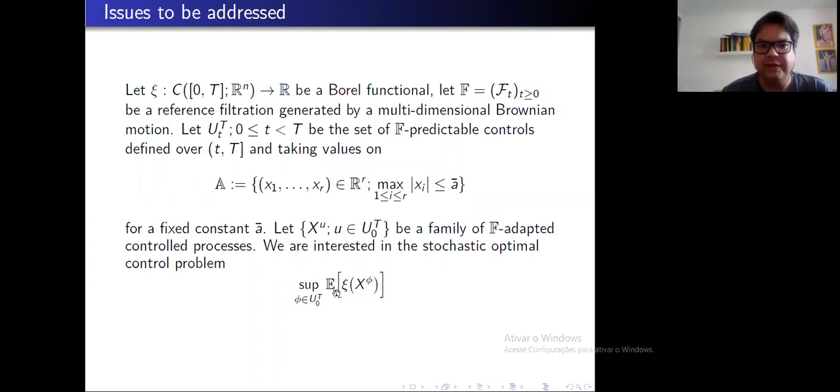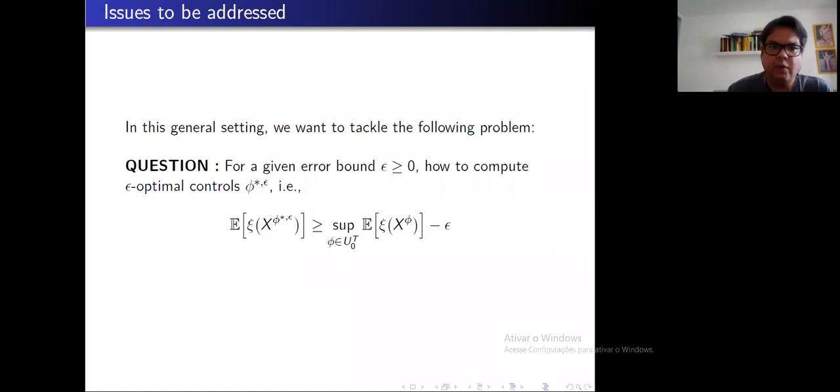The sup of this expectation, psi can depend on the whole path of X, and X phi is a controlled process, and phi belongs to capital U. So this is the classical stochastic control problem. And the question is the following. In this general setting, for a given error bound epsilon greater or equal to 0, how to compute optimal controls which realize this inequality. Under my integrability condition, obviously, there exists at least one control which realizes this inequality. So the question is how to compute them. This is a very difficult question.